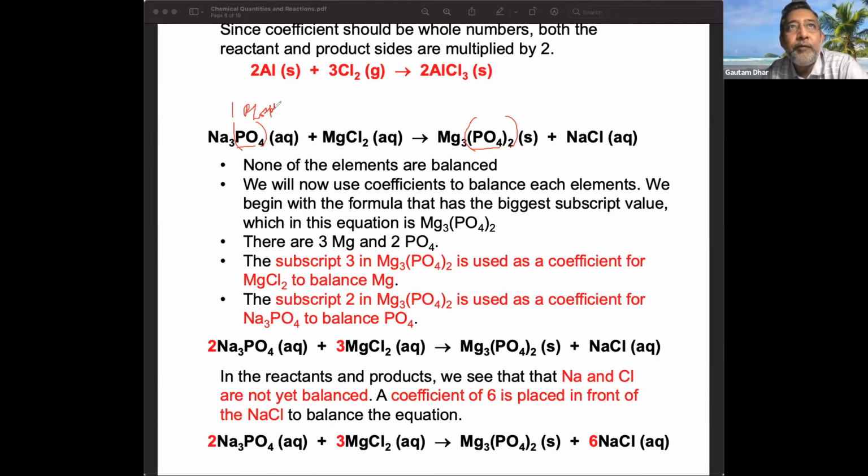Okay, on the reactant side, and I'll take it as 3 phosphate or 2 phosphate.